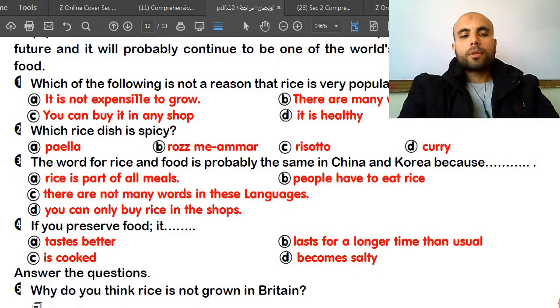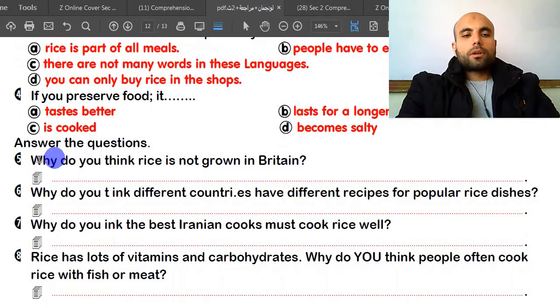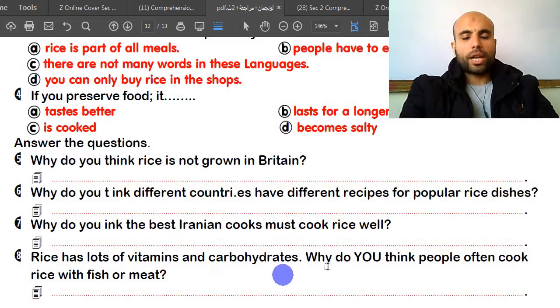Now answer the questions. Why do you think rice is not grown in Britain? Why do you think different countries have different recipes for popular rice dishes? 7. Why do you think the best Iranian cooks must cook rice well? 8. Rice has lots of vitamins and carbohydrates. Why do you think people often cook rice with fish or meat?